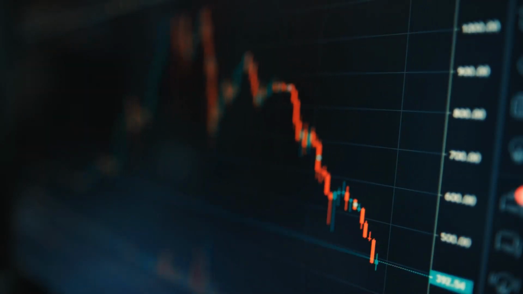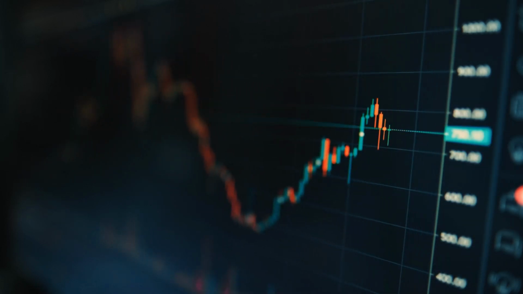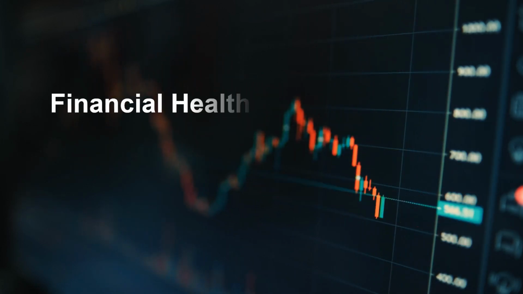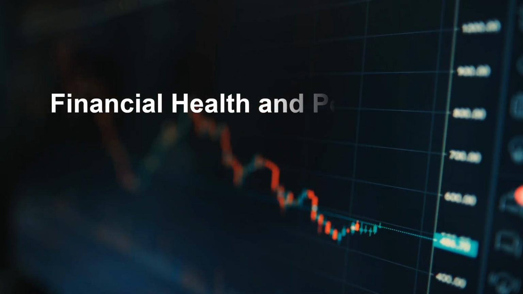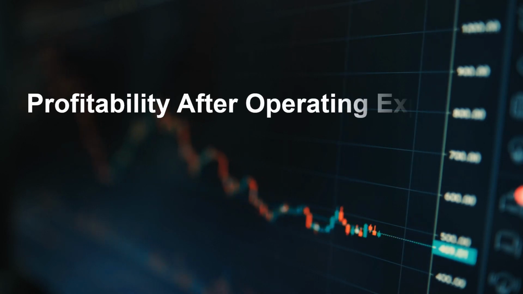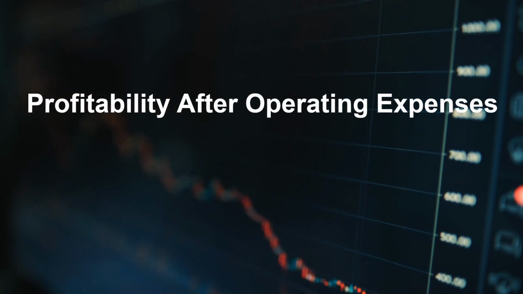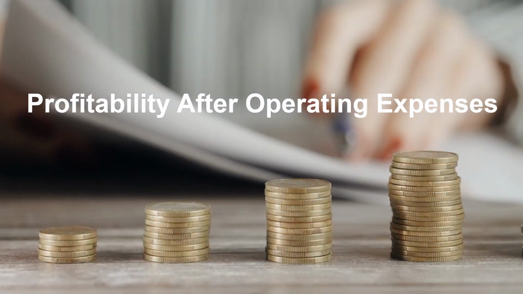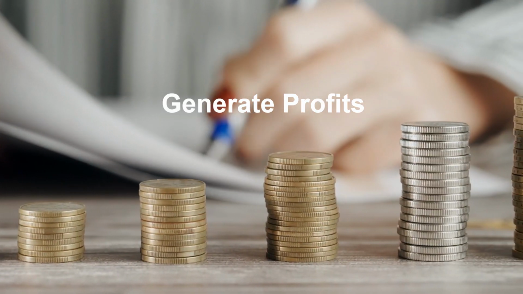Operating profit margin is an important metric for companies and investors to track because it provides insight into a company's financial health and performance. By measuring a company's profitability from its core business operations after accounting for operating expenses, operating profit margin helps to identify the company's ability to generate profits from its primary activities.